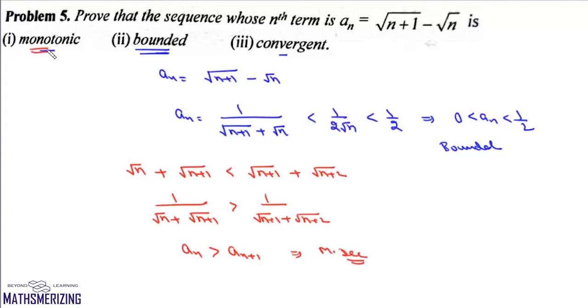Now the monotone convergence theorem says if the sequence is bounded and monotonic, then the sequence is a convergent sequence. So we can say that the sequence converges. The limit of the sequence is limit n tends to infinity an, which is limit n tends to infinity 1 upon (under root of n plus 1 plus under root n), which is 0. So this sequence converges to 0.